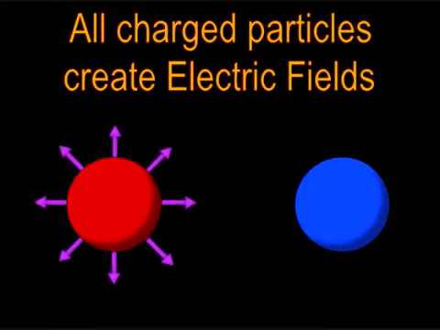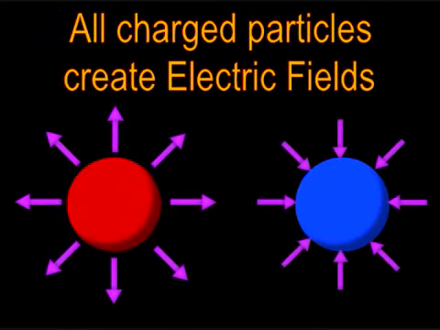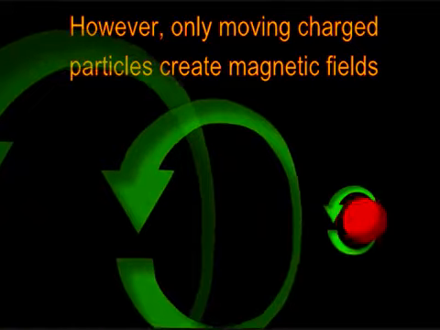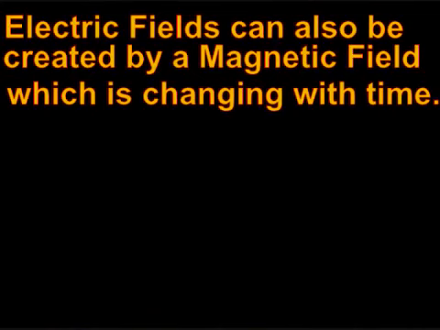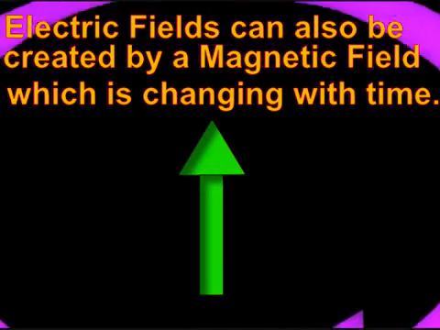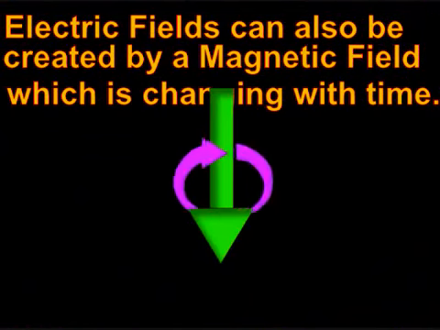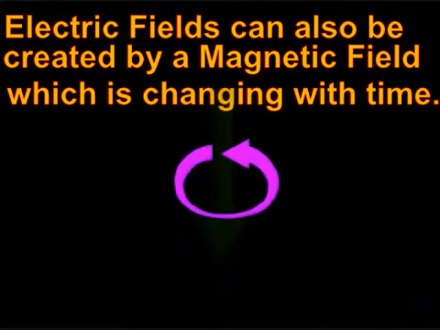All charged particles create electric fields. However, only moving charged particles create magnetic fields. Electric fields can also be created by a magnetic field that changes with time. Similarly, an electric field changing with time can create a magnetic field.